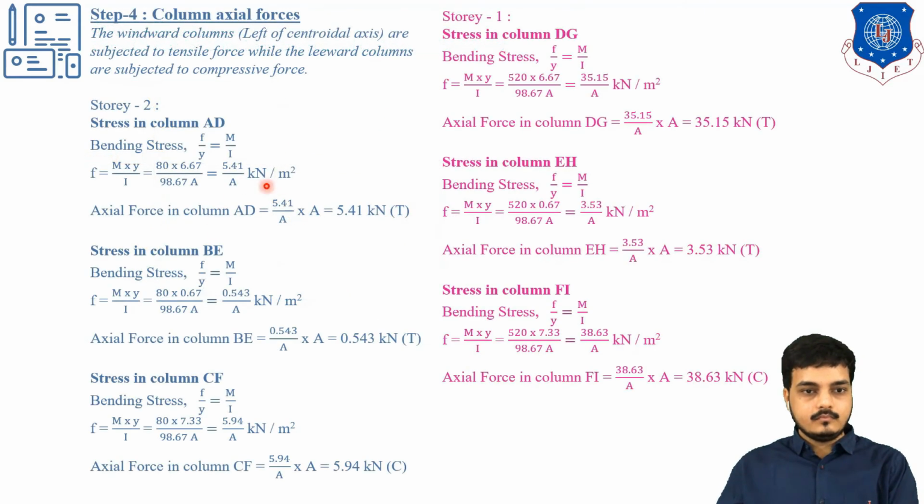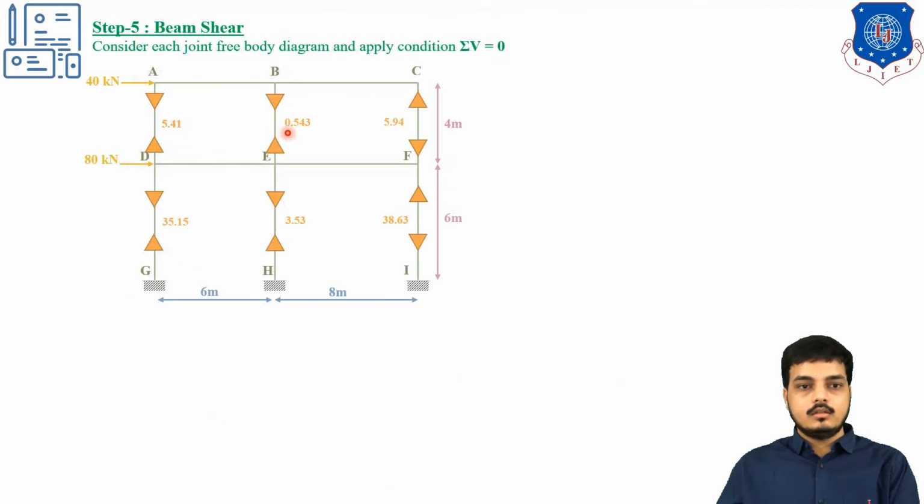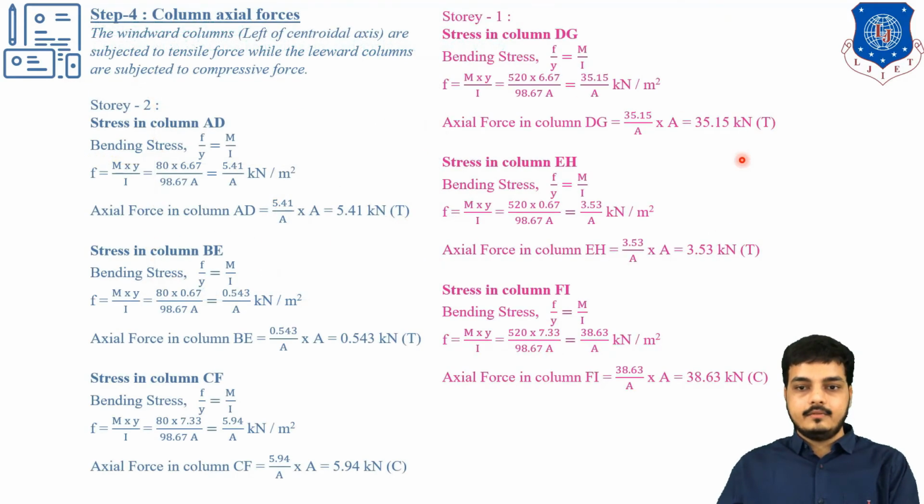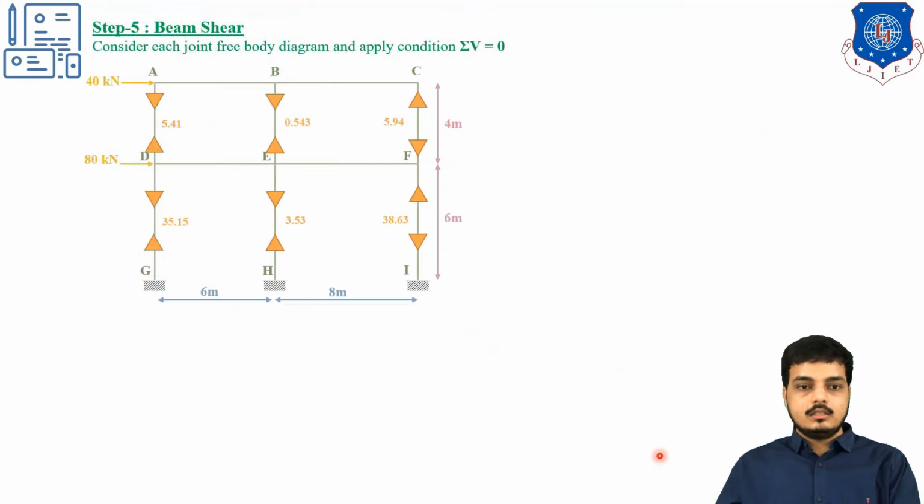Look, this is 5.41, 0.54 and 5.94. Similarly, these are 35, 3.5 and 38. So look, the thing is, these are in tension, these are also in tension, and this is in compression.